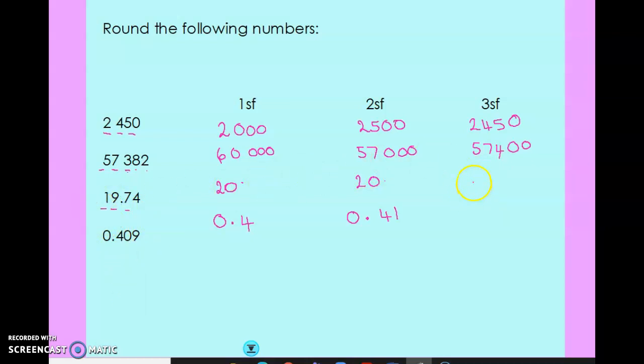19.74. We count along 1, 2, 3. So get 19.7. After the 7 is a 4, that's why it just stays as a 7. Don't put 0 on this time because it's after a decimal point. Last one, 1, 2, 3 is all my numbers. It doesn't change. Okay, let's try this in context then.